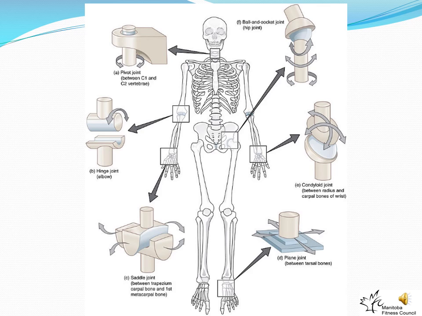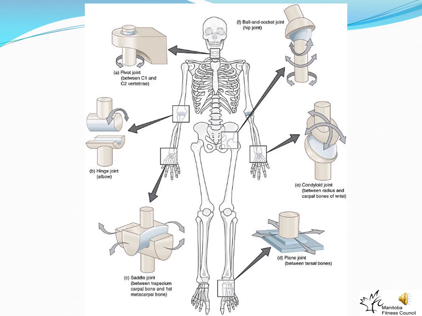The other one you should be very, very familiar with is our ball and socket joints, like our hip joint. See how you can move in multiple directions. Our condyloid joints allow movement in two different planes. They're actually between your radius, the radius bone that goes towards the thumb, and your carpal bones. Your carpal bones are your wrist bones.